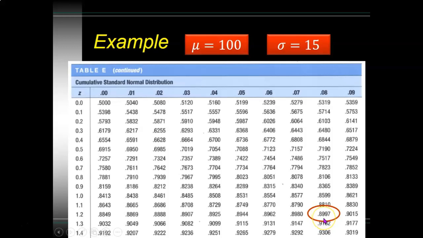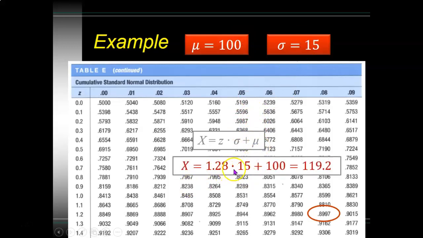And can you see what z-score that belongs to? That's where z is 1.28. The first two digits are 1.2, and the hundredths digit is 8. So we're going to put in 1.28 for the z, and 15 for the sigma, and 100 for the mu, and we get 1.28 times 15 plus 100 comes out to be 119.2. So that is the answer. 119.2 is the cutoff score for the top 10%. 10% of the scores are above that, the other 90% are below that.